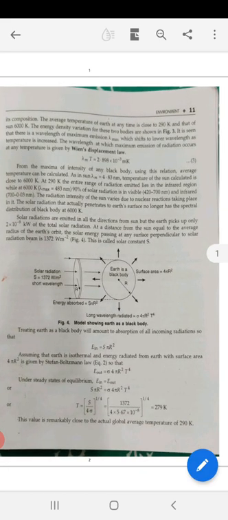The earth's average temperature at any time is close to 290 K, and that of the sun is 6000 K. The energy density variation of these two bodies is shown in figure 3. This figure 3 is an energy level diagram or wavelength diagram, and in this case we can see A is the distribution of energy at 290 K of earth, and B graph is the sun at 6000 K as a black body radiator.